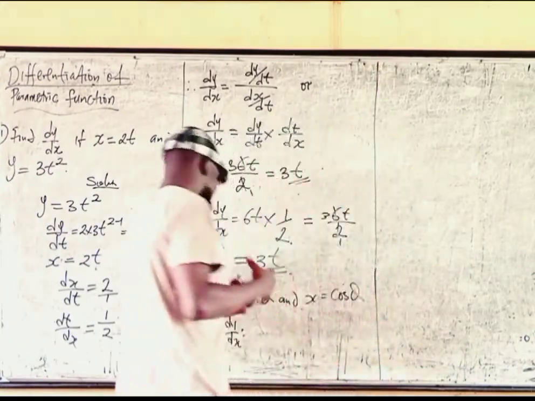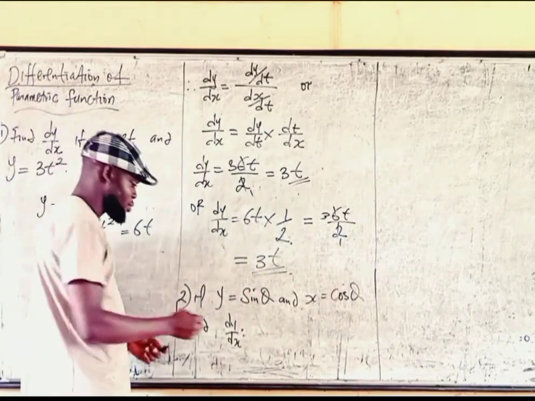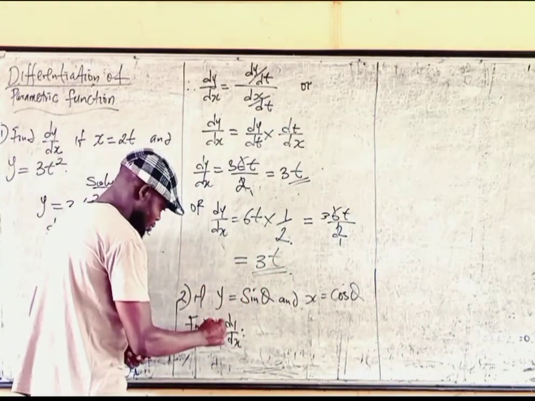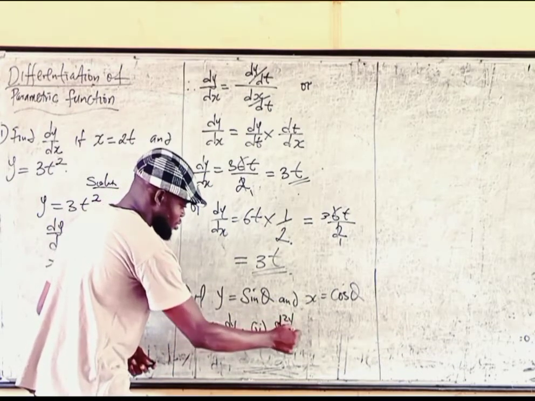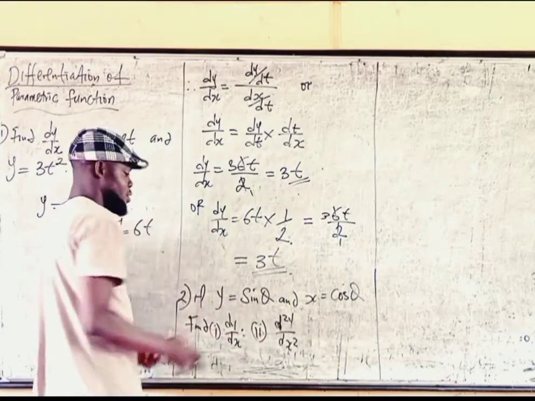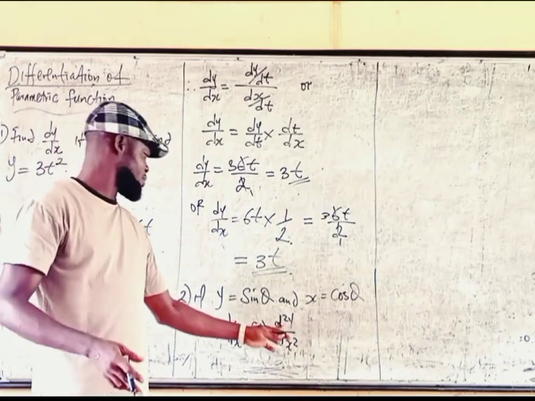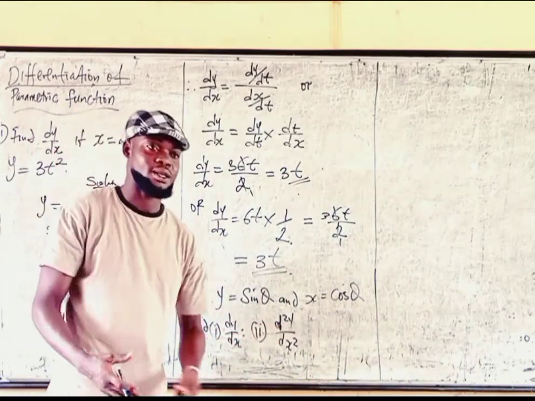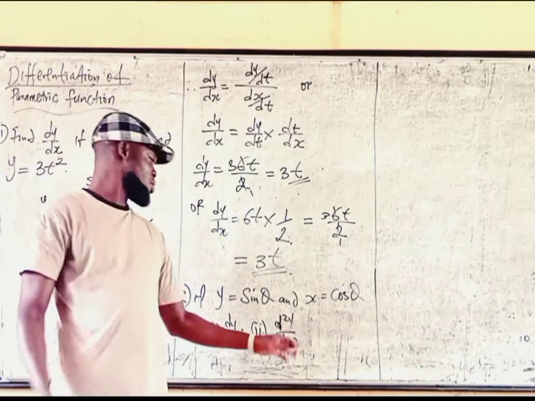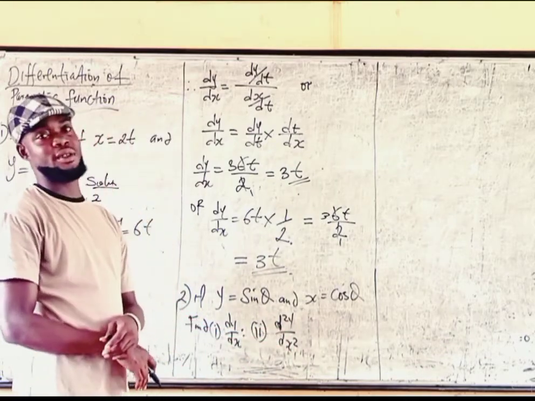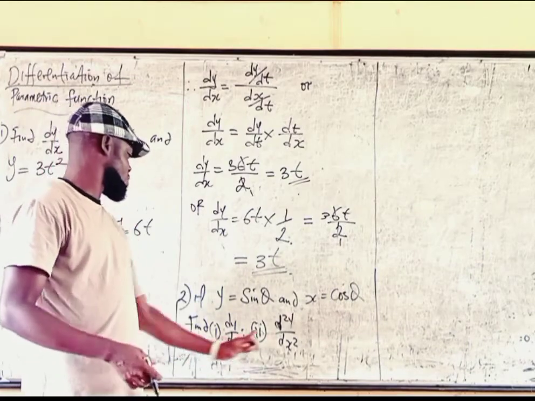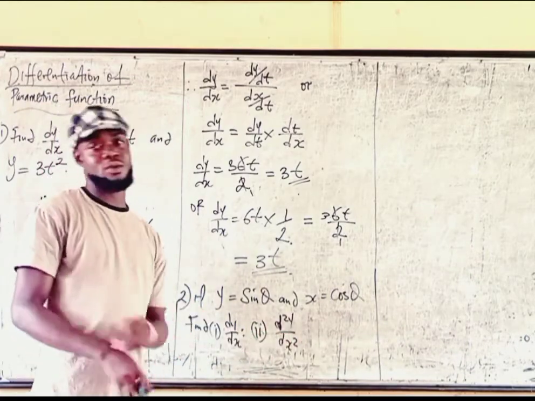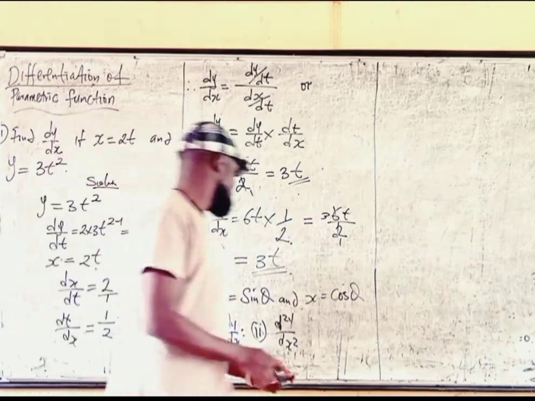They can also ask you, number 2, find d squared y over dx squared. Now that is from successive differentiation. It means you should differentiate dy over dx again. That means differentiation twice, that is the second order derivative. This is the first one; differentiate dy over dx again, and you have d squared y over dx squared. So let's try and look for the 2.